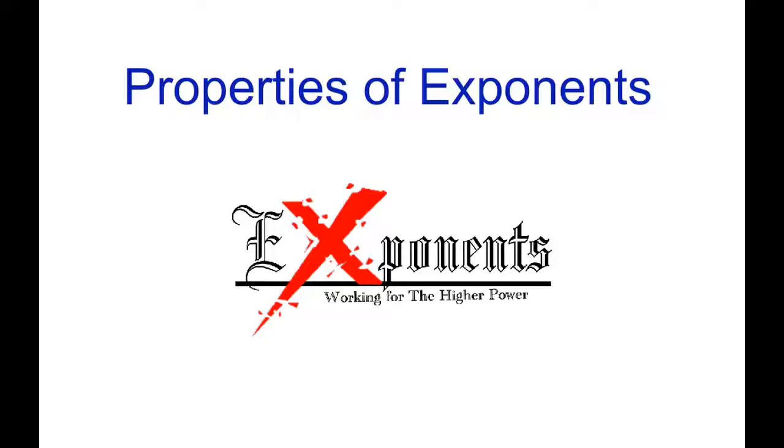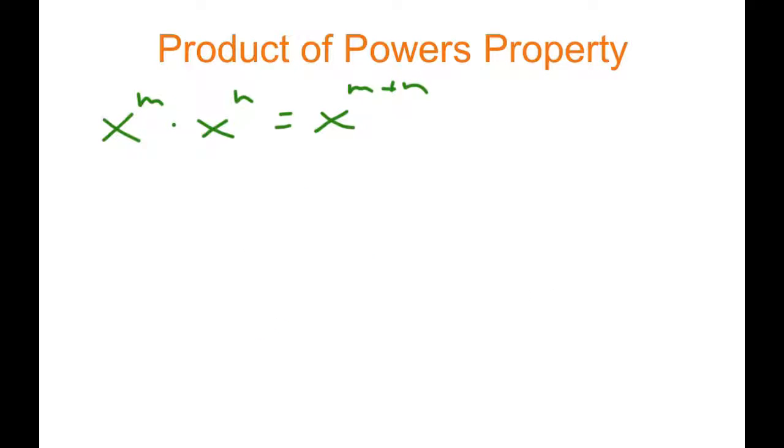Today we're going to look at properties of exponents. First property is the product of powers property. So if we have x to the m power times x to the n power, that's going to equal x to the m plus n power. Essentially, when you're multiplying two factors and the base is the same, you're going to add the exponents.